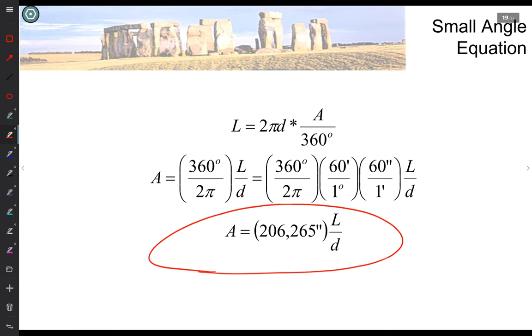There's the equation with 206,265 in it. The L is the diameter of the object, and the D is the distance to the object in that equation. And so it shows you how that conversion factor comes about, the 360 degrees per 2 pi radians, and then the 60 minutes per degree and 60 seconds per minute.